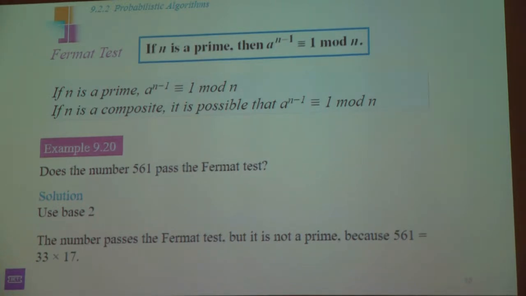So if it's a prime, it will tell you it's a prime. But if it's a composite, 99.9% it will tell you it's a composite. But there's still a little chance it will tell you it's prime. That's what we call probabilistic algorithms. So in this situation, you know what I'm talking about, right?